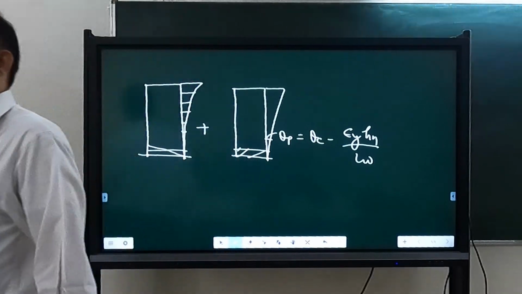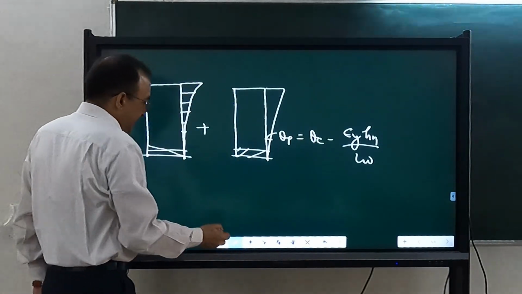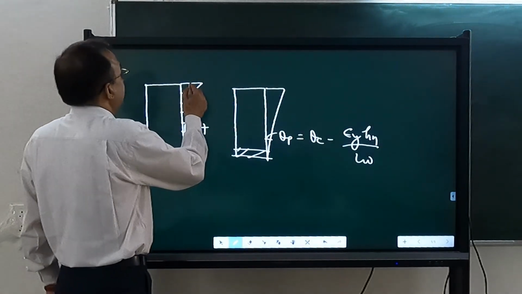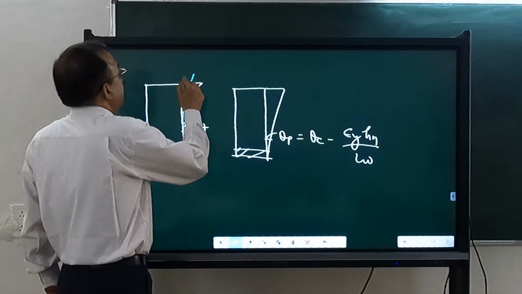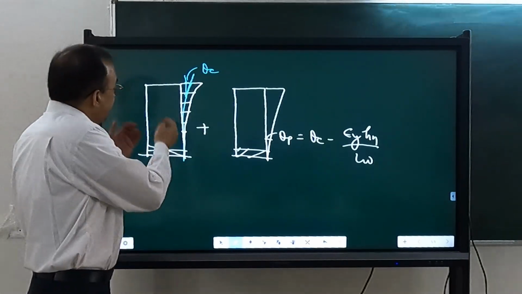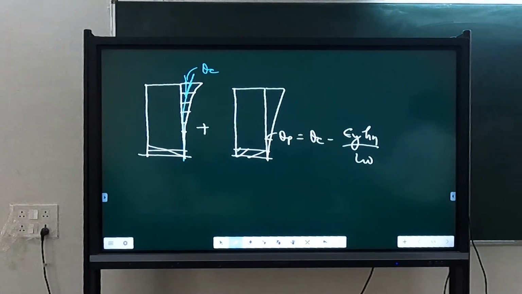What does that mean? It means that it is not yielding. The design displacement is somewhere here. Here itself, it reaches theta c. So that means it is elastic. So the deflected shape will be given by the elastic shape.